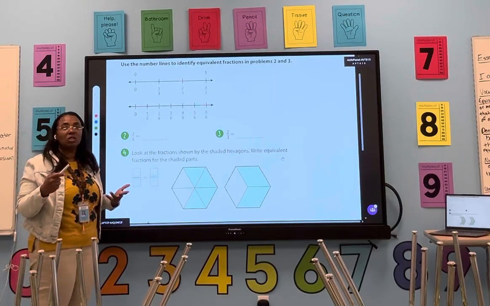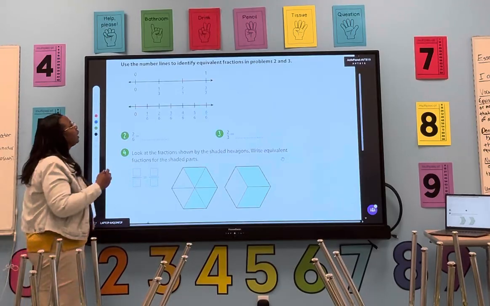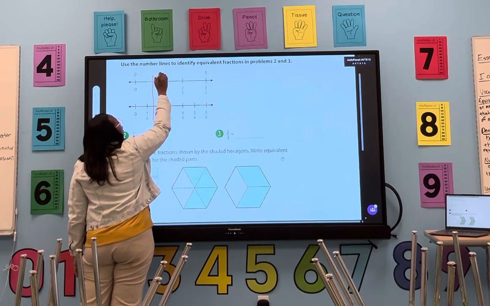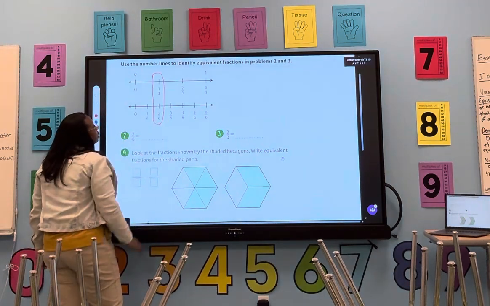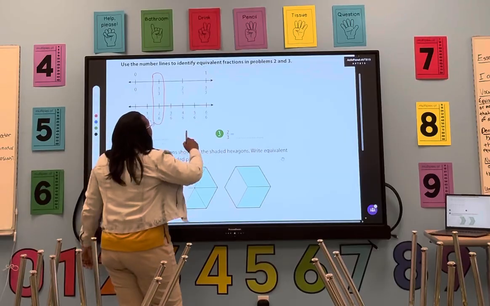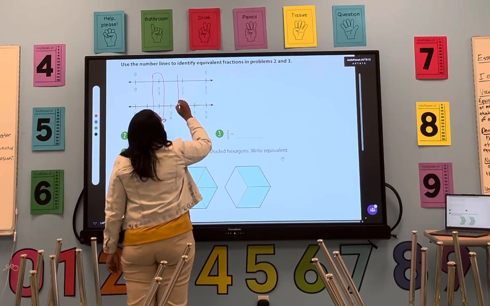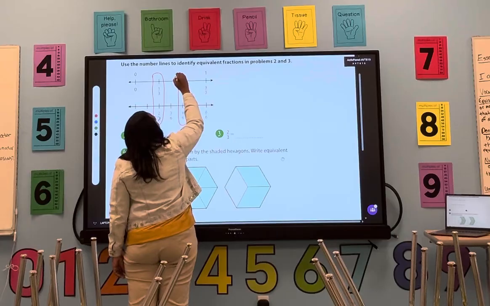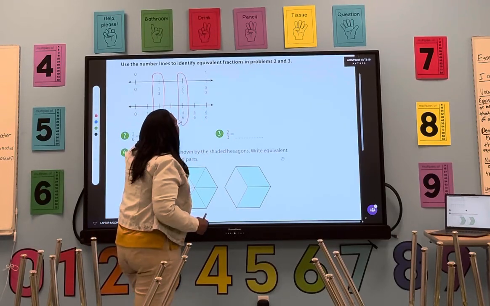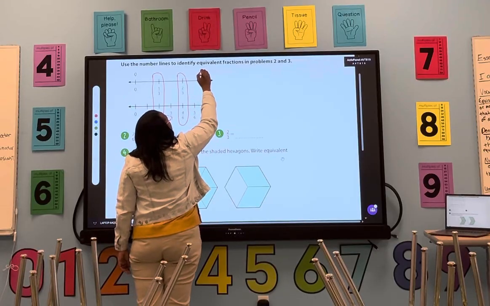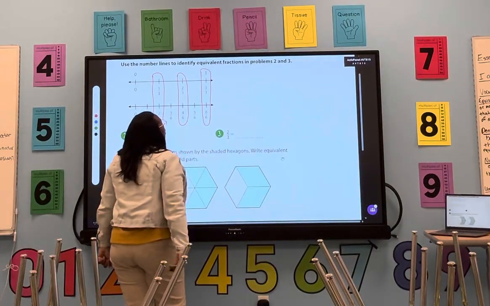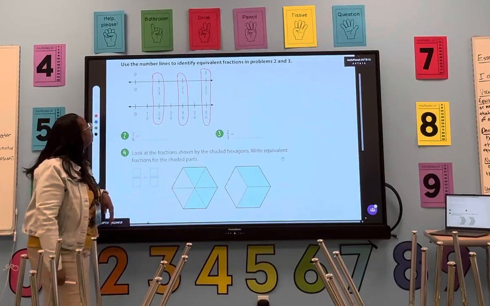So I taught my kids a little trick in class. I told them if you circle it, then it kind of makes it stand out. So you already know what you're looking at. Because I can see that 1/3 and 2/6, they are directly underneath or above each other. And then I have 2/3 and 4/6. 2/3 is directly above 4/6. And then I have 3/3 and 6/6. Those are directly above each other or underneath, however way you want to look at it.